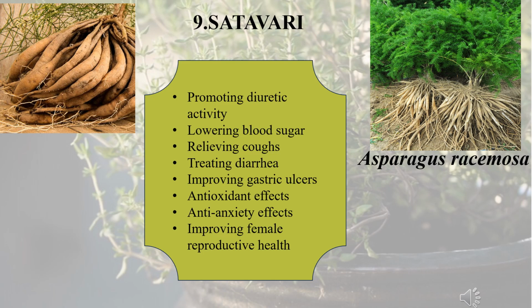Then the Satavari. This is a species of asparagus plant that has been used for many centuries in Indian Ayurvedic medicine. The scientific name of Satavari is Asparagus racemosus. It is said to promote fertility and have a range of health benefits, particularly for the female reproductive system.